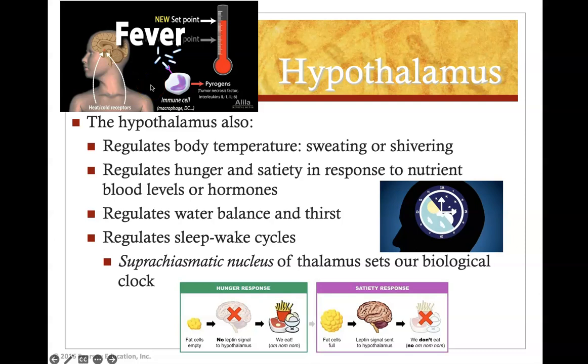When you have a fever, oftentimes what happens is certain bacteria will cause your immune cells, as they engulf them or come in contact with those bacteria, to release certain proteins called pyrogens. Those pyrogens will actually go up to the hypothalamus and cause it to raise its set point. Pyro means fire, right? It's going to set the thermostat for the body to be higher than it normally would.